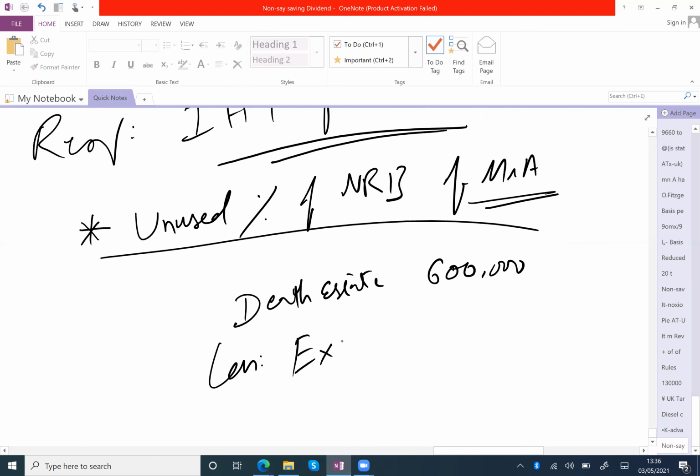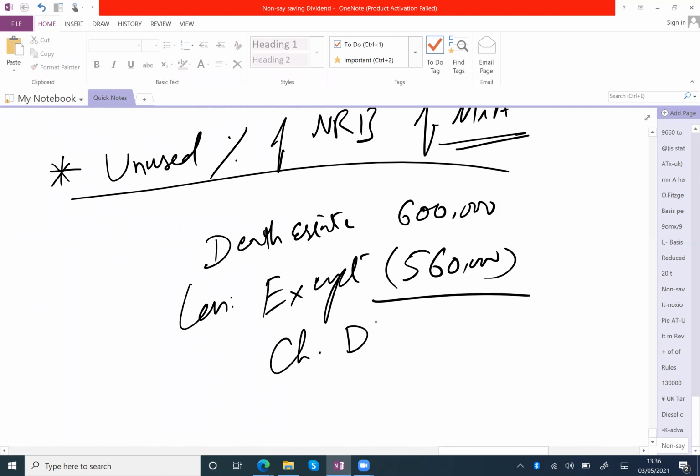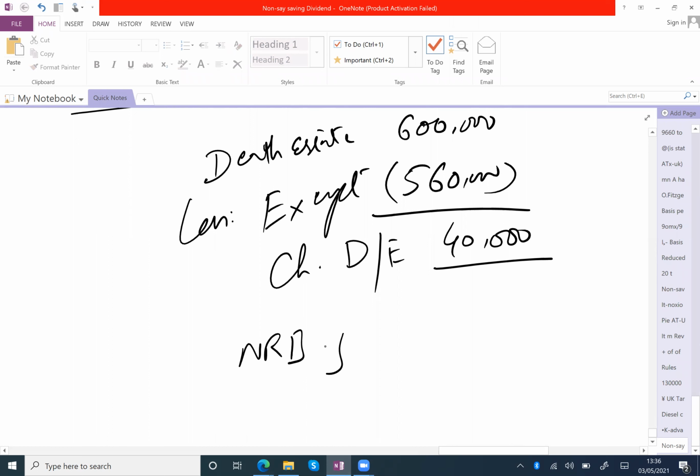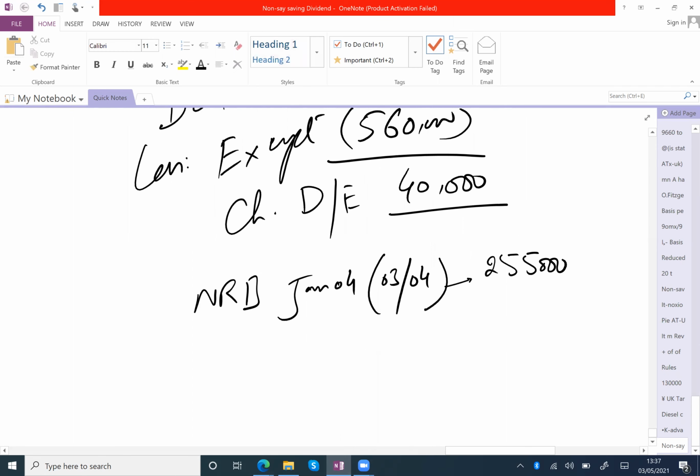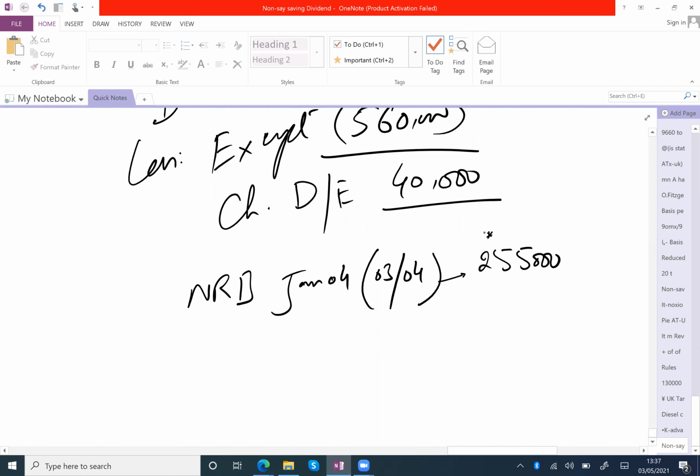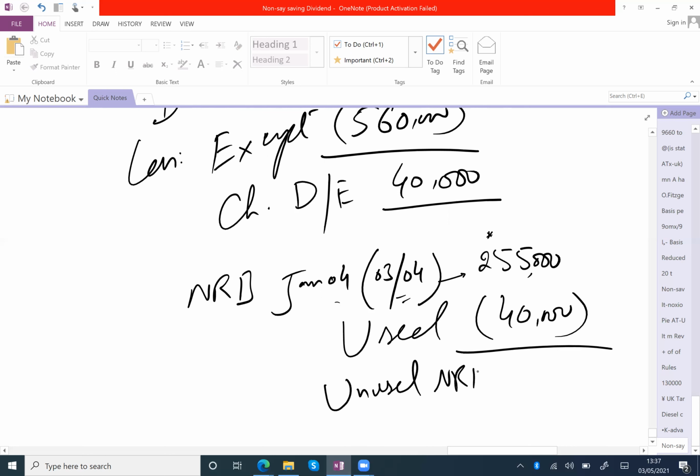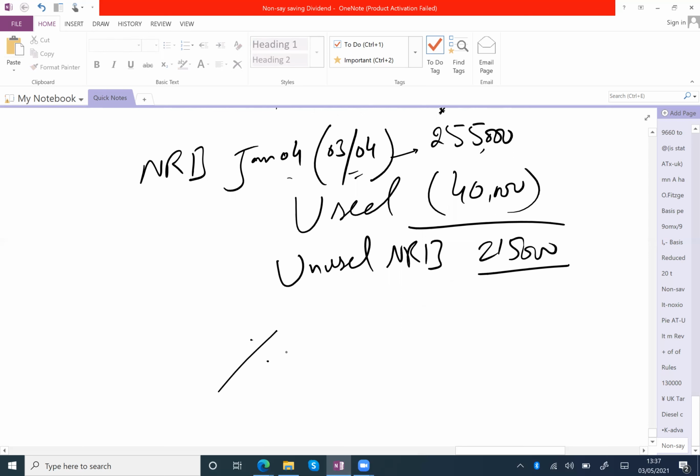Less the exempt part, £560,000. So the chargeable death estate of Mr. A is £40,000. Now check the nil rate band of Mr. A, and he died in January 04. 0304 is the tax year, and assume from the table you can see, right now I am assuming it is £255,000, but you can check from the list. The IHT nil rate band list will be given in the exam. So the total nil rate band for this tax year is 255, and how much is used? 40,000. So what is the unused nil rate band of Mr. A? £215,000.